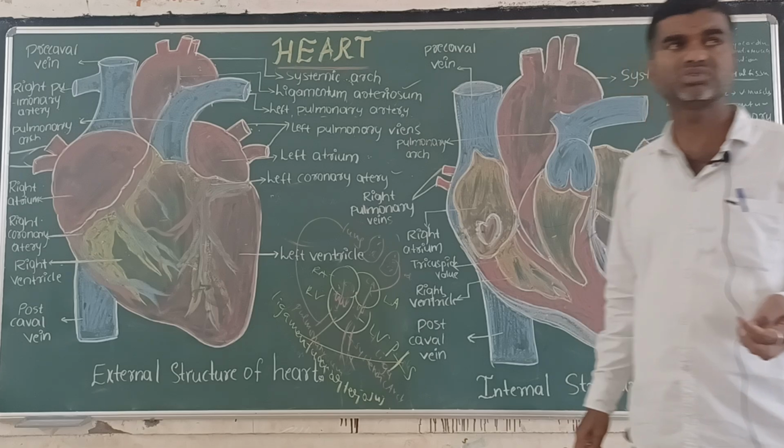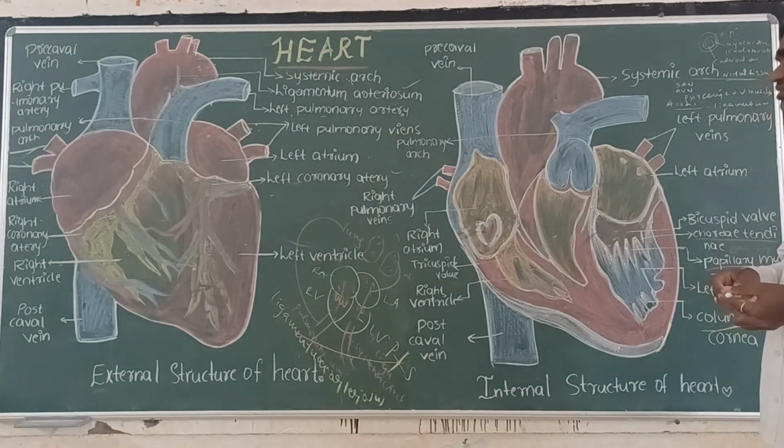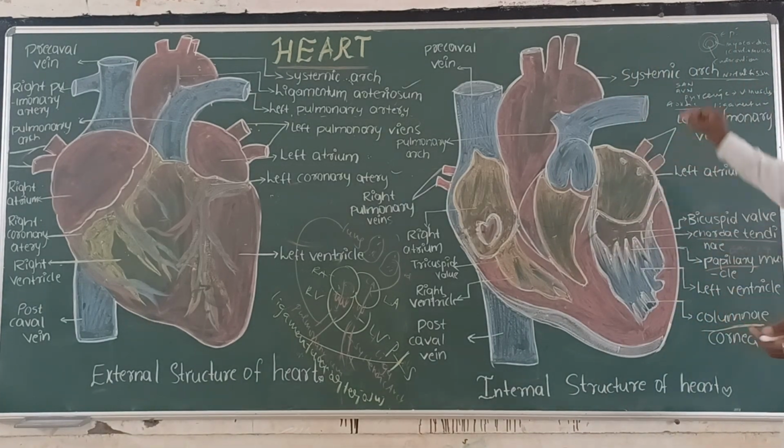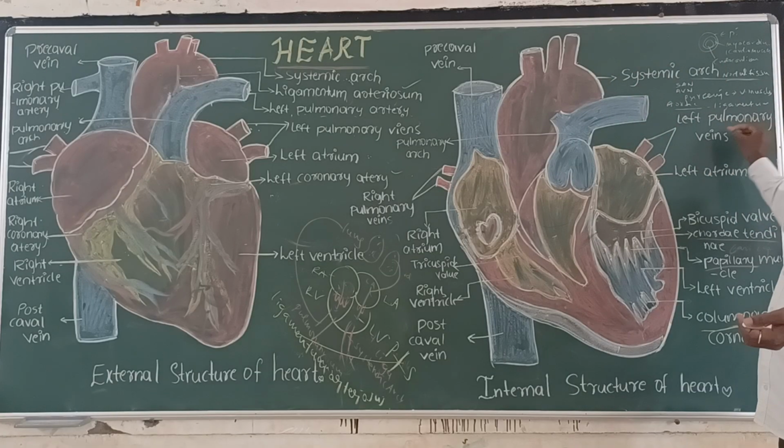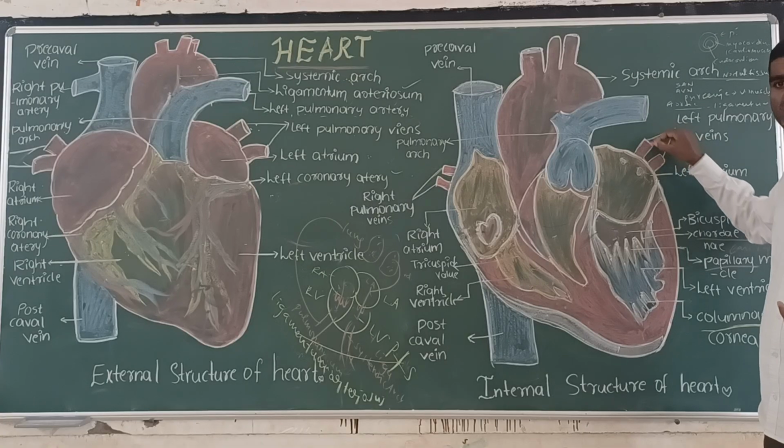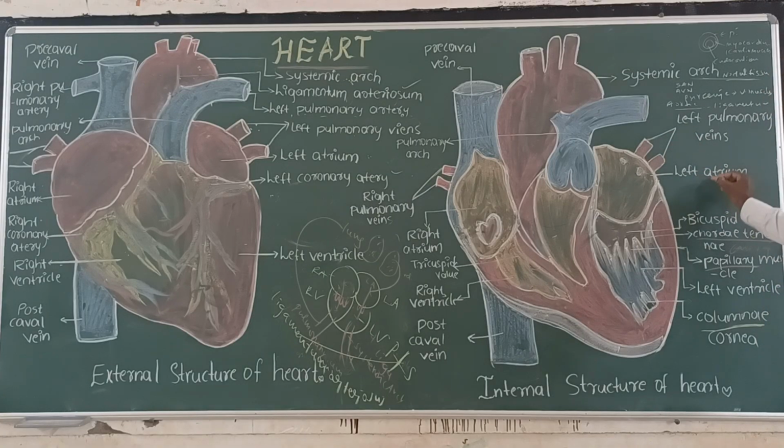Which vein? Postcaval vein. If you see here the internal structure, this is the systemic arch. We know about the systemic arch, and these are the left pulmonary veins. It is the left atrium, and these are the bicuspid valves, also known as mitral valves. And next one, in the ventricle, chordae tendineae and papillary muscles are present here, in the left ventricle. This part is called the left ventricle.